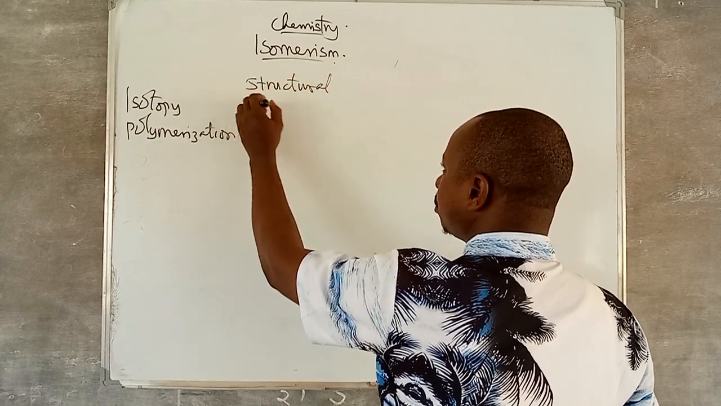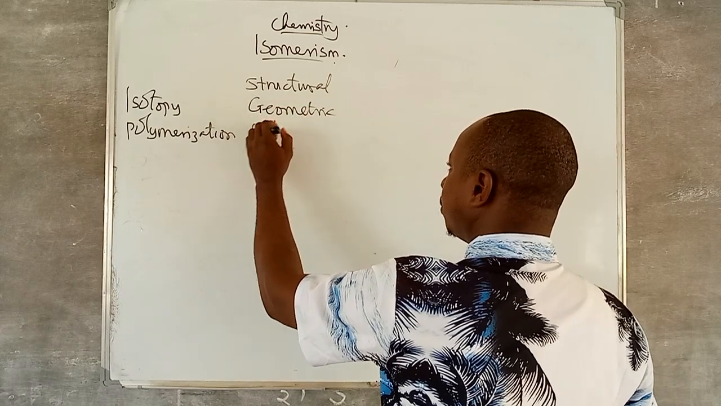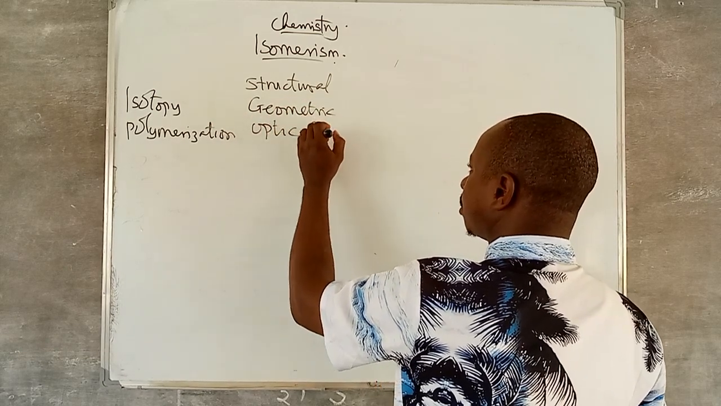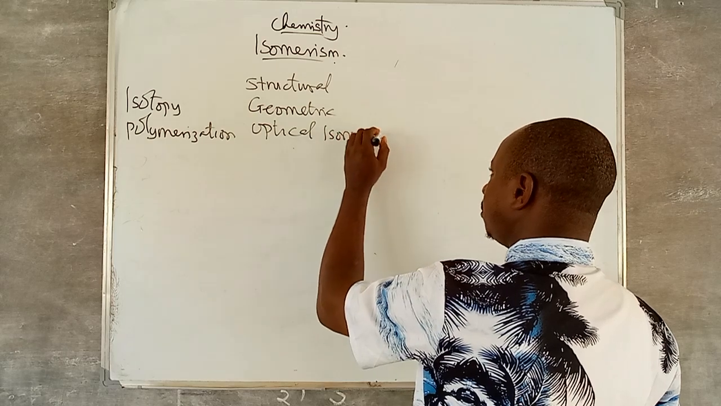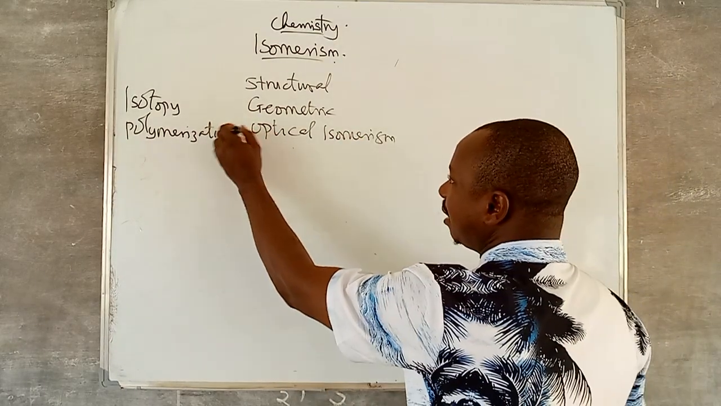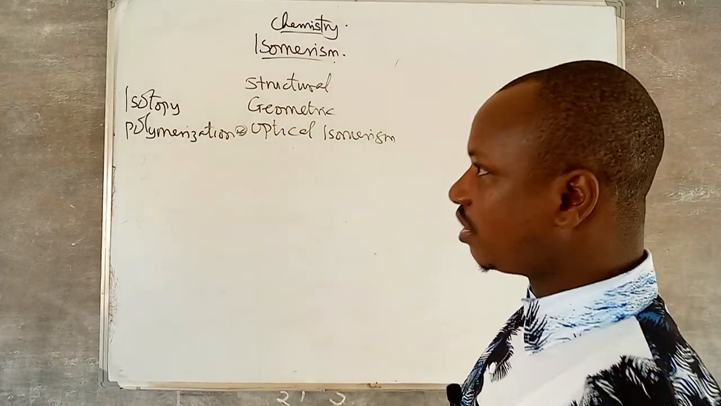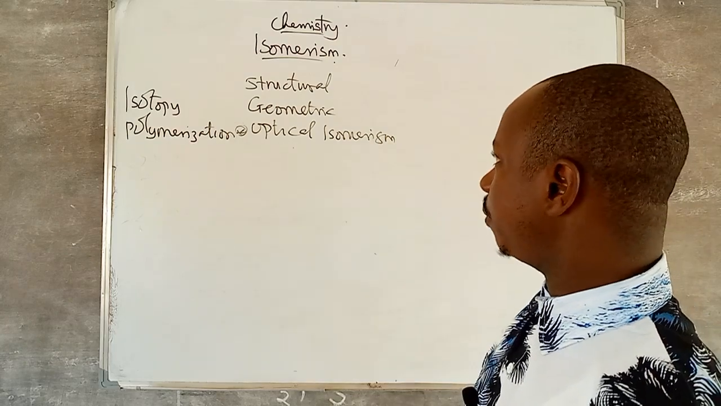Structural, we have geometric, and we have optical isomerism. So we'll take them one by one. Even though for optical I have a separate video, I'll just give you an insight so that you get yourself prepared for the full video.